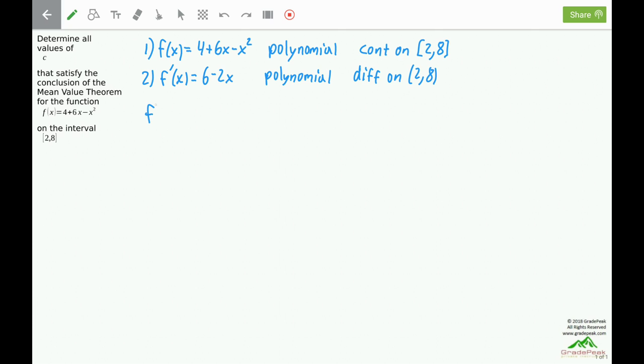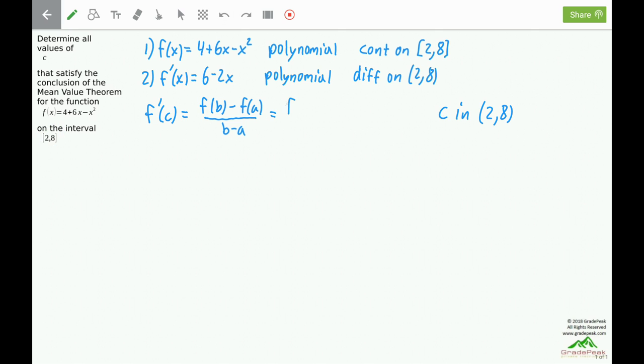And the conclusion is that f prime of c, the slope of the tangent line, will equal f of b minus f of a over b minus a, the slope of the secant line connecting the endpoints, for at least one c, perhaps more, in the open interval of 2 to 8. In this problem, the interval 2 to 8 tells us that the a value, the left endpoint, is a 2, and the b value, the right endpoint, is an 8.